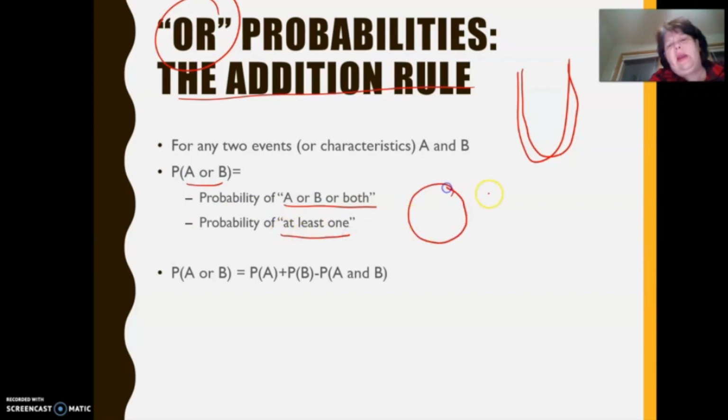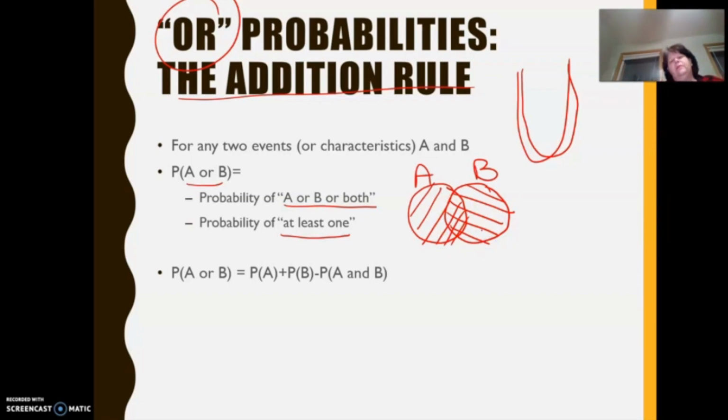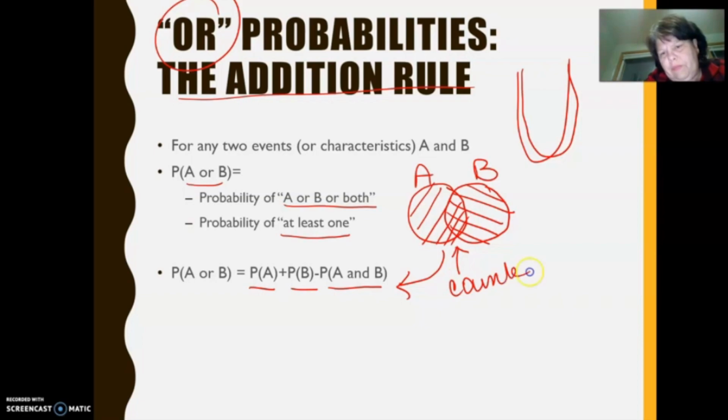So if I draw a Venn diagram here, here's the probability of A, here's the probability of B. If I want A or B, I include A, I include B, and I include both. And see how it occurs twice there? So my probability for A or B is P of A by itself plus P of B by itself minus P of A and B because it got counted twice. You take it away one time so it's not double counted.